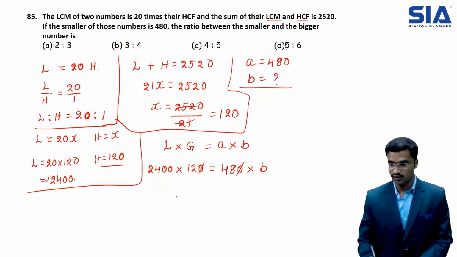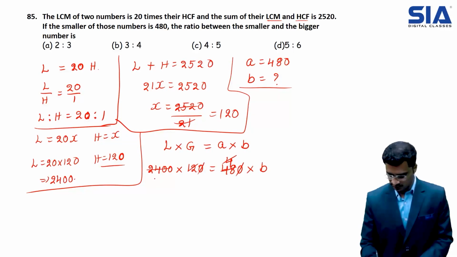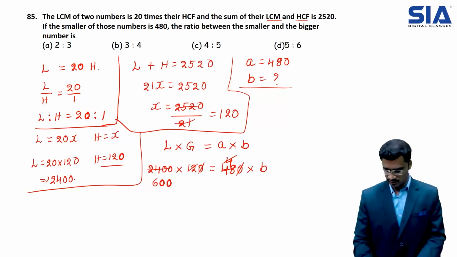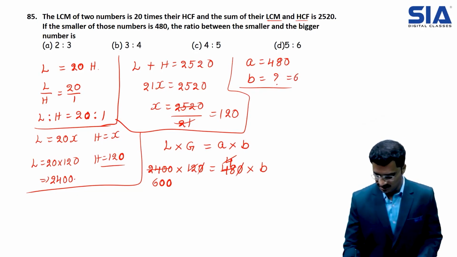So the 0 and 0 get cancelled. 12 ones are 12, 4 sixes are 24, 12 fours are 48, 4 sixes are 24. So the value of B here is 600. So the value of B is 600.